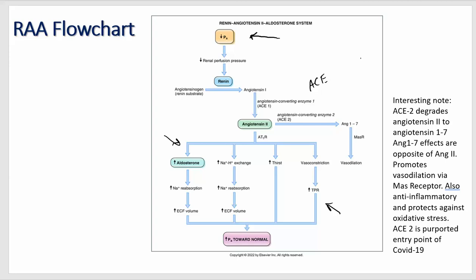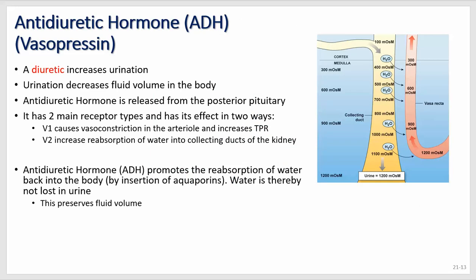I have this note over here. I don't want to really go into the whole thing. You can just read it. But ACE2, angiotensin converting enzyme 2, actually breaks down angiotensin 2, so it's going to have an opposite effect. It produces something that has even more of an opposite effect. It promotes vasodilation, which is going to reduce pressure. Also, it's anti-inflammatory, and this ACE2 is a purported entry point of COVID-19. That made the news a little while ago, and increased the amount of research on it.